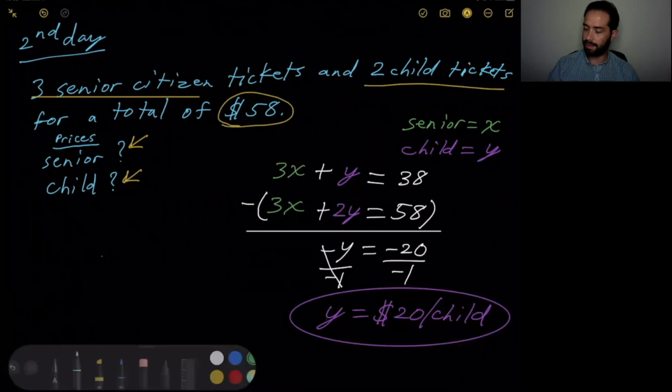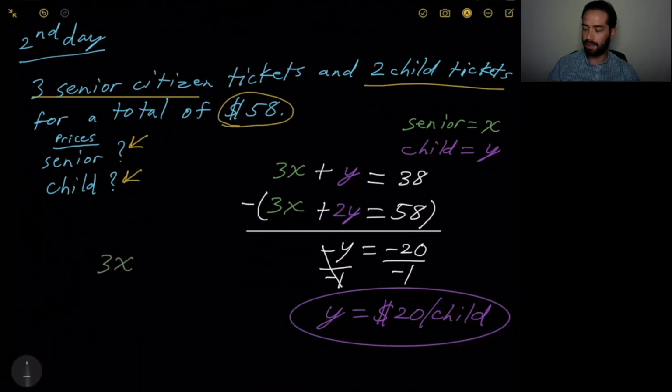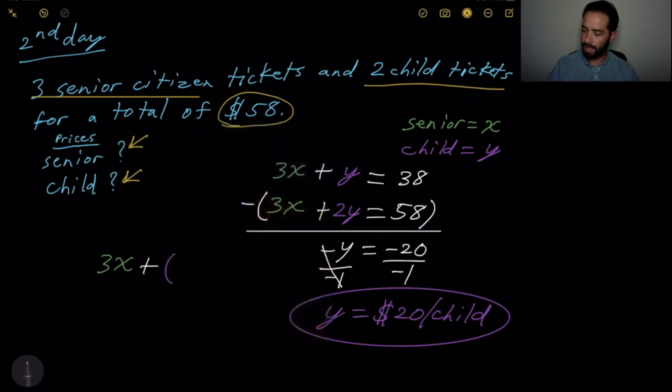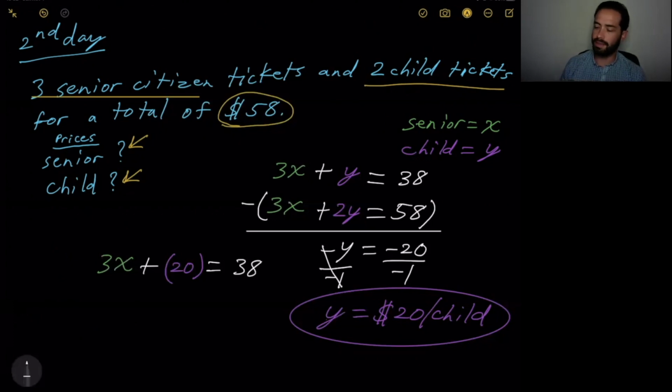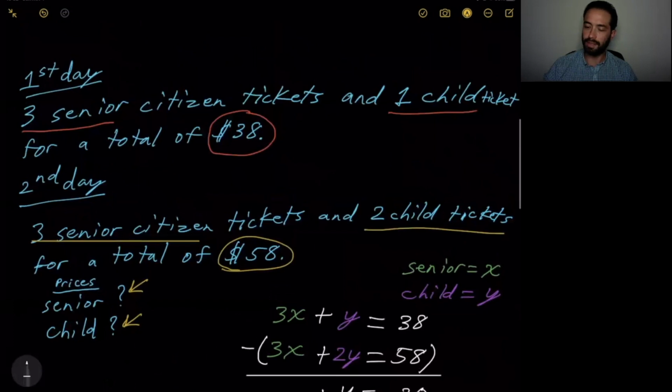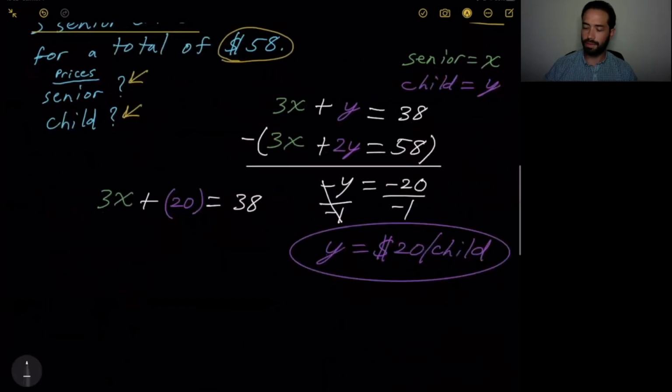We've got our 3x plus our $20 child ticket equals our $38 total, because that's coming from our first equation, 3x plus y equals 38. Remember, right up here, 3 seniors, 1 child, $38. Okay, so now we solve.